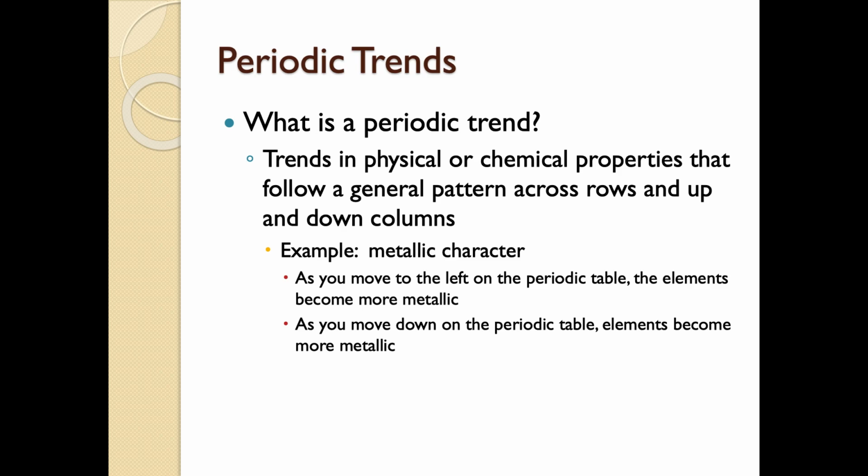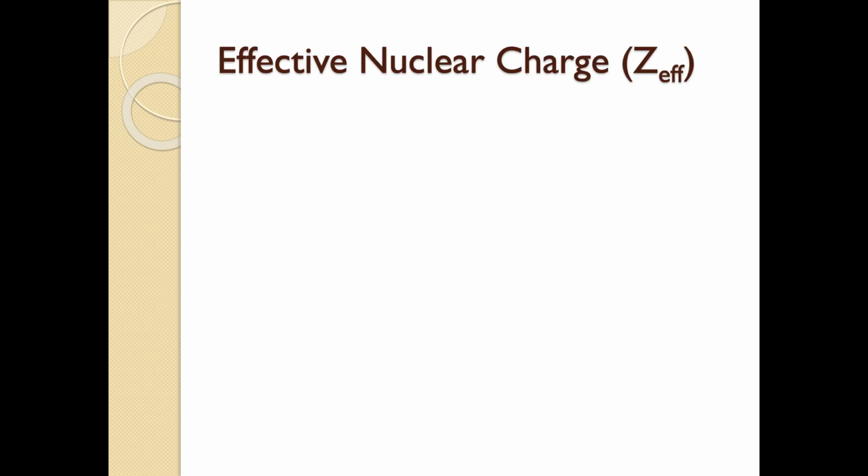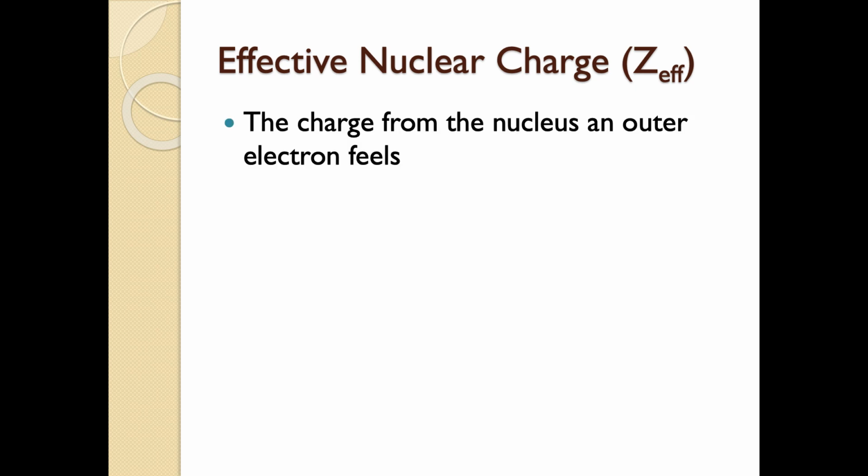When we look at these trends, I usually like to start with what I consider the major trend that rules all of the other ones, because it's the explanation behind the trends we see for everything else in this chapter. That's something called effective nuclear charge. You'll see it represented with Z with a subscript EFF for effective. Effective nuclear charge is the approximate charge from the nucleus that your outermost electrons are going to feel, and this is responsible for a vast majority of properties that most atoms have.